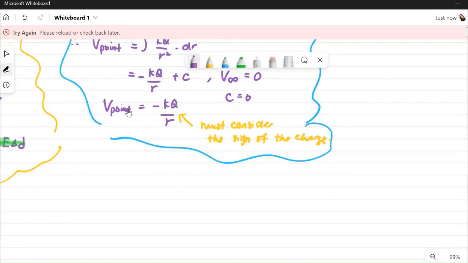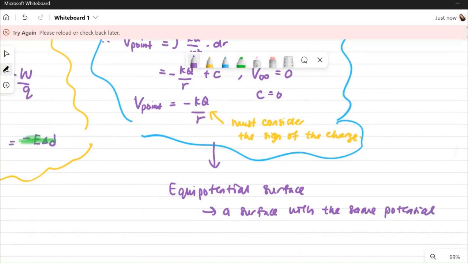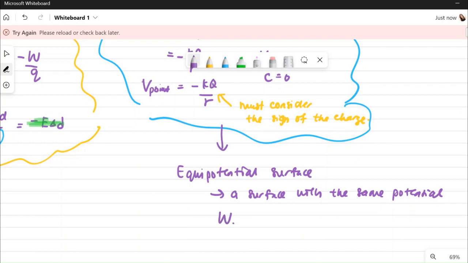So now let's move on to equipotential surface. Equipotential surface means a surface which has the same potential. Equi means same. Equipotential surface, right, is a surface with the same potential. So this potential here refers to electric potential, and therefore the work done for the equipotential surface is equal to 0 because they don't have a potential difference, right?